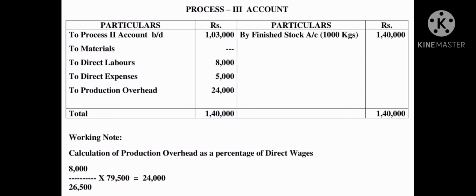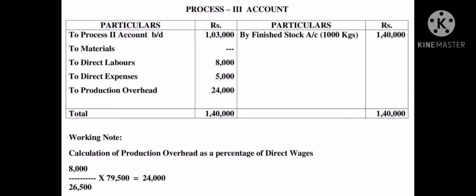But as I explained in the beginning of the sum, there is no value for it. If there is no value, we still need to enter the particulars, but at the same time, for the knowledge, we can take the particular and give just a hyphen, because instead of putting 0, we can put a hyphen. So it is there. Then direct labors 8,000, direct expenses also there, 5,000. Now we have to calculate the production overhead.